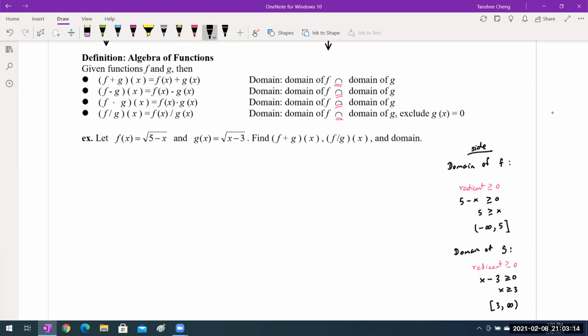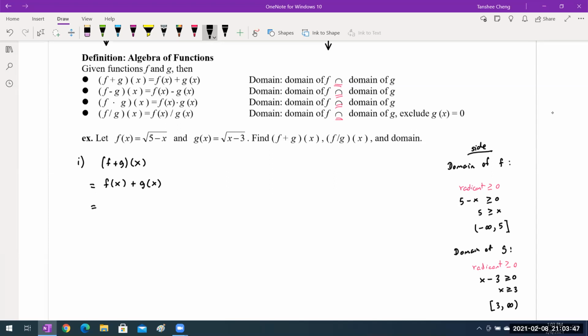Now that I know the domains of each function, I can answer all of the questions at once. Part 1, f function plus g function of x. This simply says that the f function evaluating the input x is added with the g function evaluating the same input. Another way of saying this, we are adding two function values together on a particular input.